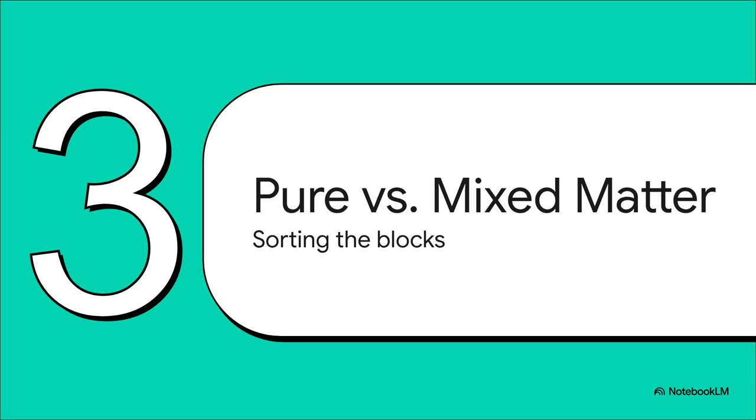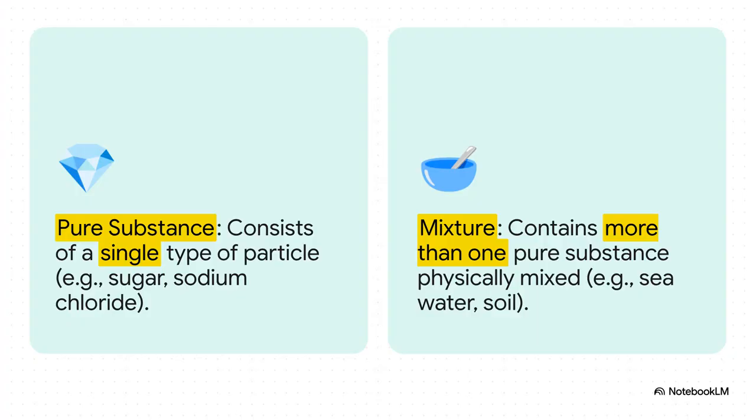Okay, so everything is made of particles. Got it. But there's still a whole lot of different stuff out there. How do scientists even begin to organize and classify all the types of matter we see? Well, at the very top level, we can pretty much sort all matter into 2 big buckets. On one side, you have a pure substance. Think of sugar. It's made of only one type of particle. On the other side, you have a mixture, like seawater. It's got more than one pure substance all physically mixed together. In this case, water, salt, and a bunch of other stuff.